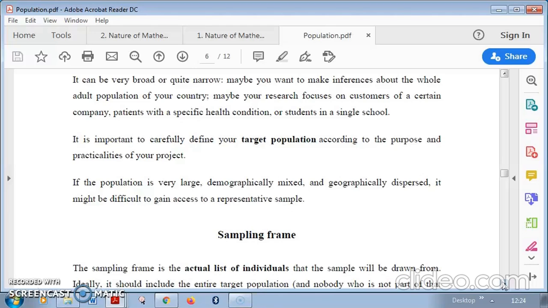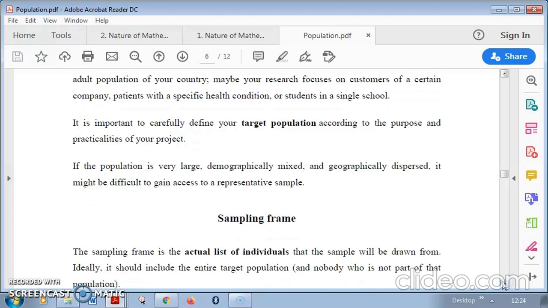So you should be very practical. We cannot say that we are going to check the whole world. The population you are selecting should be practical. If the population is very large, demographically mixed and geographically dispersed, it might be difficult to gain access to a representative sample. If you select the whole world, it is very difficult for you, because you are going to select the sample, and that sample should be representative.